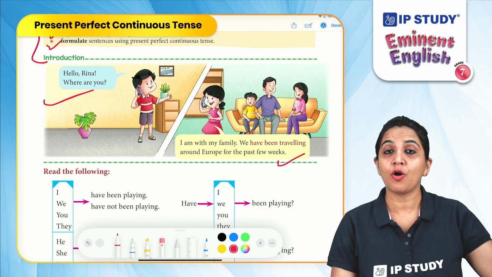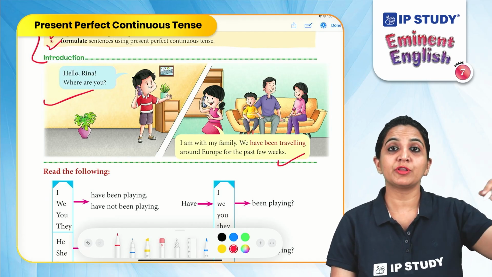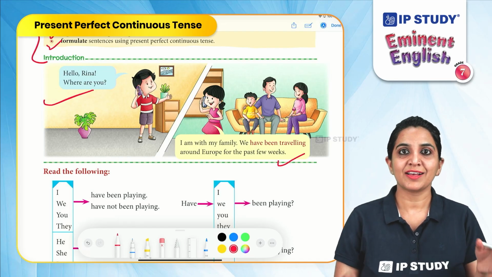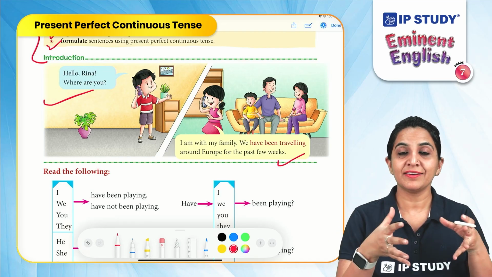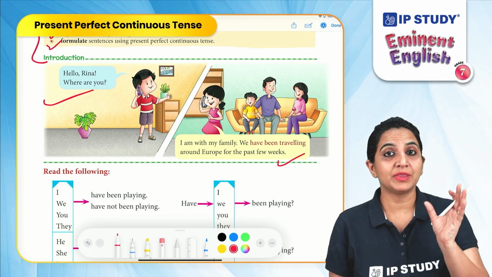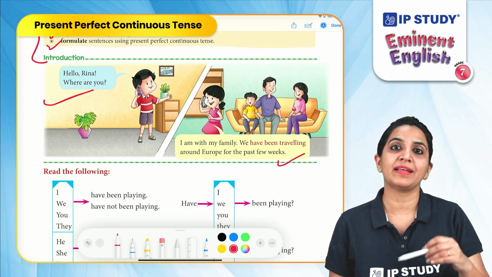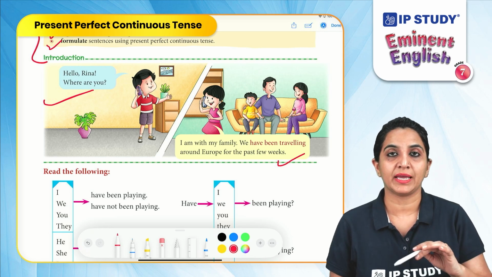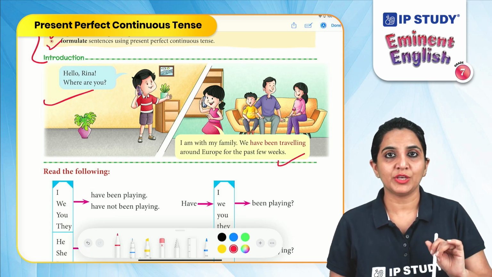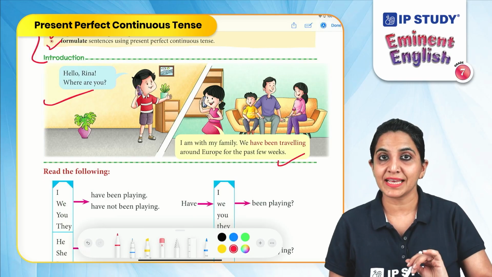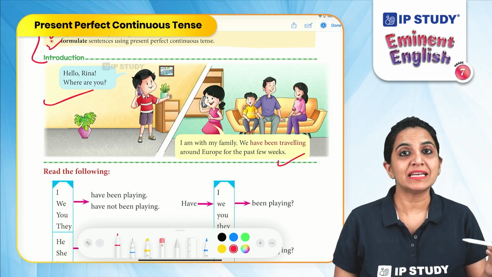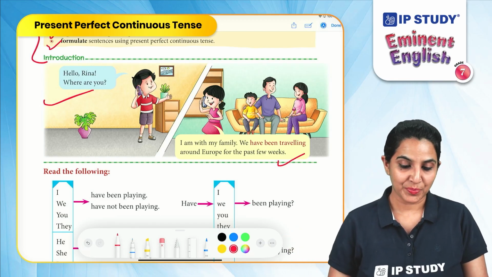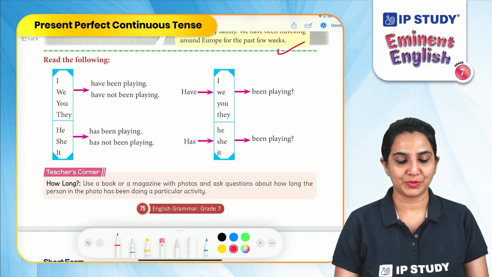That means they all have been in Europe for the past few weeks and are still there as of now when they are talking. So, with these kinds of sentences where the actions have started in the past and are still continuing in the present, we use the present perfect continuous tense. Hence, have been traveling is the present perfect continuous tense. Let's look at some more examples.